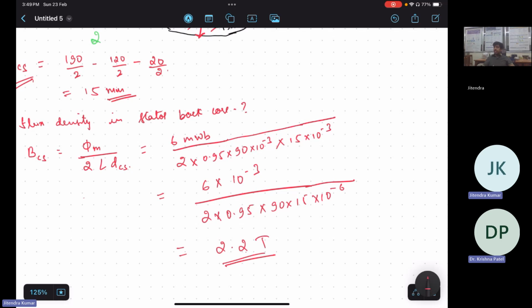1.8 Tesla is the normal saturation limit in typical material, CRNGO, whichever you are using. And if you are going for a single phase induction machine, I don't think you are going to use a very expensive material. So 1.8 Tesla is far enough to saturate the core, and 2.2 Tesla is way higher. It will draw so much excessive magnetizing current, so that will result in losses of the machine.